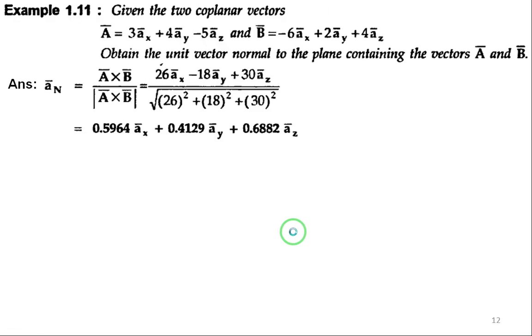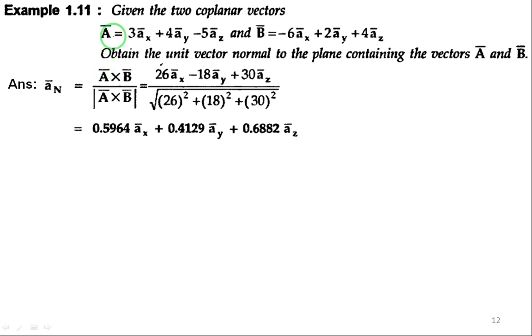Okay, today's lecture, this will be the last problem. I will not solve this just because it is as good as part D which we have solved right now. I will just give the hint and wind up the class. Two coplanar vectors are given, vector A and vector B, and it is asked to obtain the unit vector normal to the plane containing the vectors A and B. This is the formula: vector a_N is equal to vector A cross vector B divided by its magnitude, as we have just solved in part D of the previous problem. You solve it, you will get this answer.